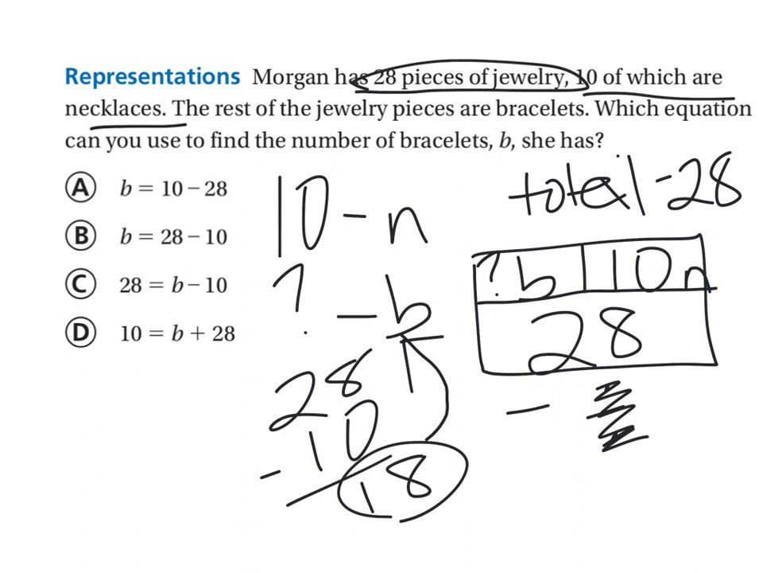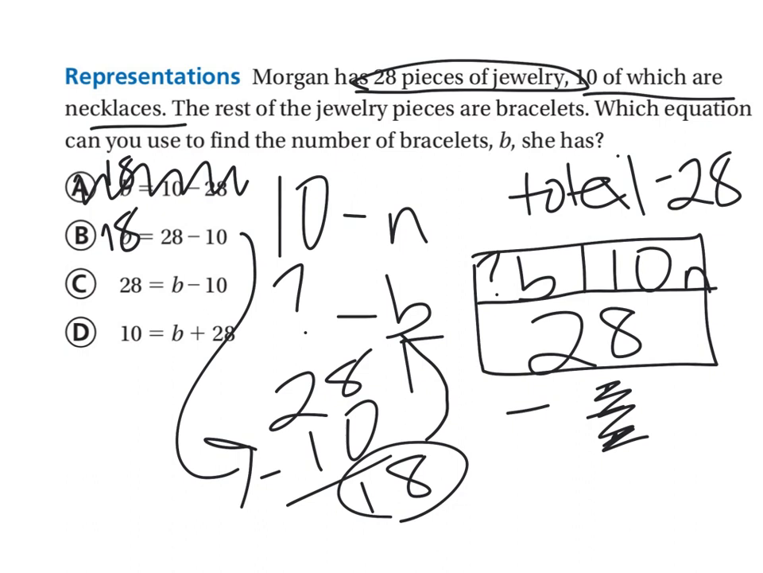Okay, so let's just start with A. A lot of these you just got to go through all of them. So A is B equals 10 minus 28. So if I put 18 into that equation, 18 would be sitting on this side, and 10 minus 28 is going to give me a negative number, so A is going to be out. B says 18 equals 28 minus 10. Well, that kind of matches what we did here. So I'm probably thinking B's pretty good.